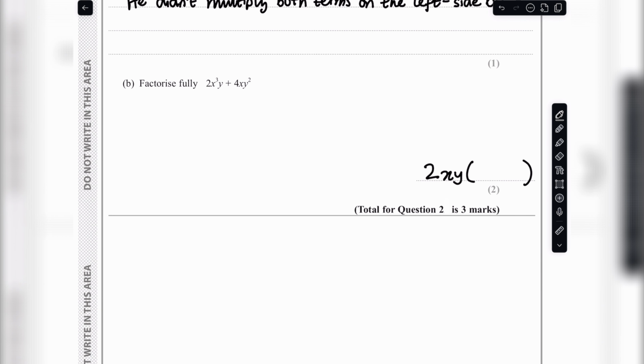So hopefully you can see that this just simplifies to x³ divided by x, which is simply x². And the final term in our brackets can be determined by dividing 4xy² by 2xy. So 4 divided by 2 is 2, and the x's cancel, and y² divided by y is y. And that is the final answer.